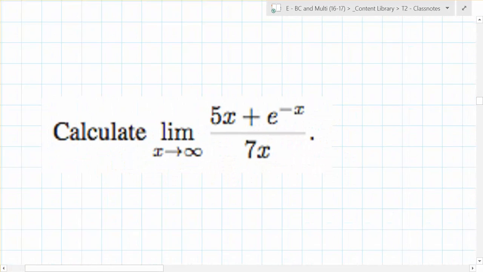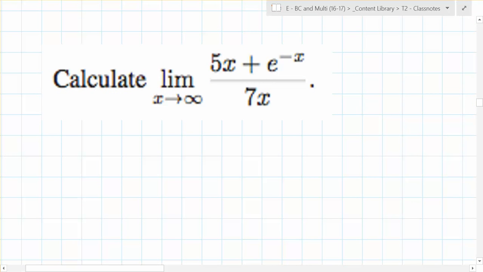So let's actually try one. The first question to ask is: is this an indeterminate form? Can someone state explicitly if this is an indeterminate form? Is it? Well, what's the limit as x goes to infinity of 5x plus e to the negative x? What's that? What is it going to be? 5? It's going to infinity. So what's it going to? Infinity, yes. Okay, what about the limit as x goes to infinity of 7x?